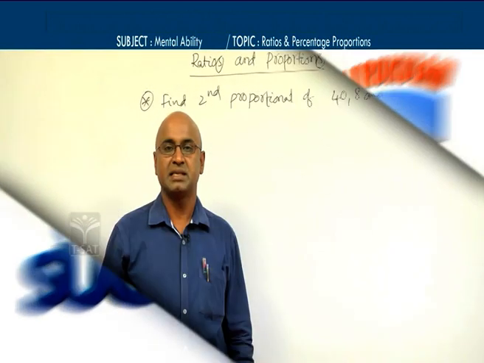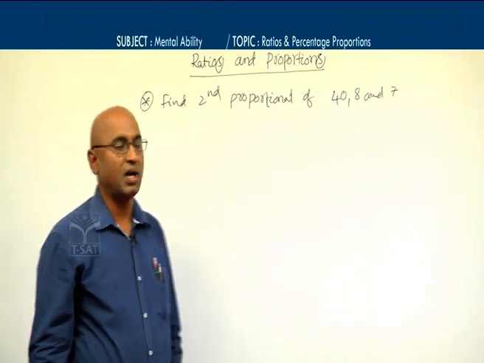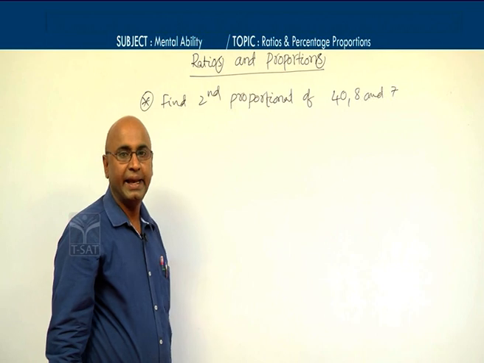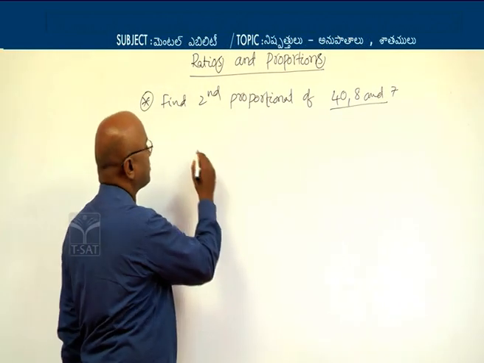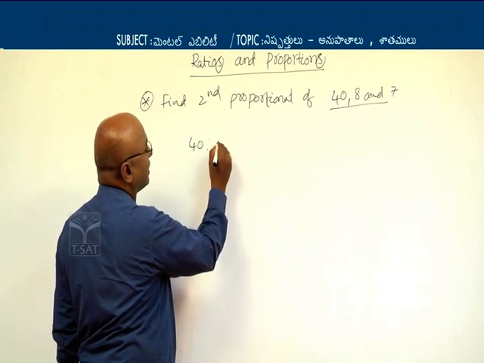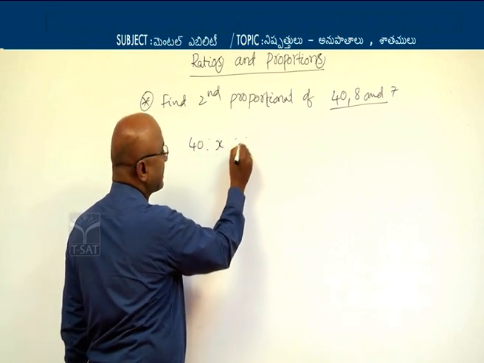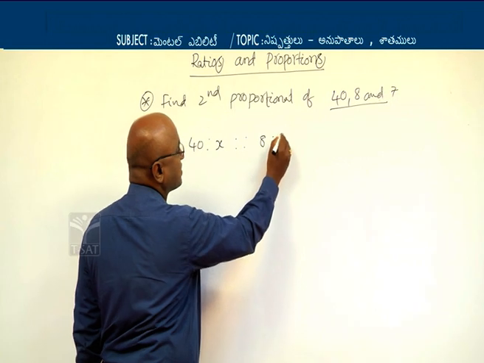The next problem is find the second proportional of 48 and 7. So when it is the second proportional, we have to write it as 40 is to x as 8 is to 7.